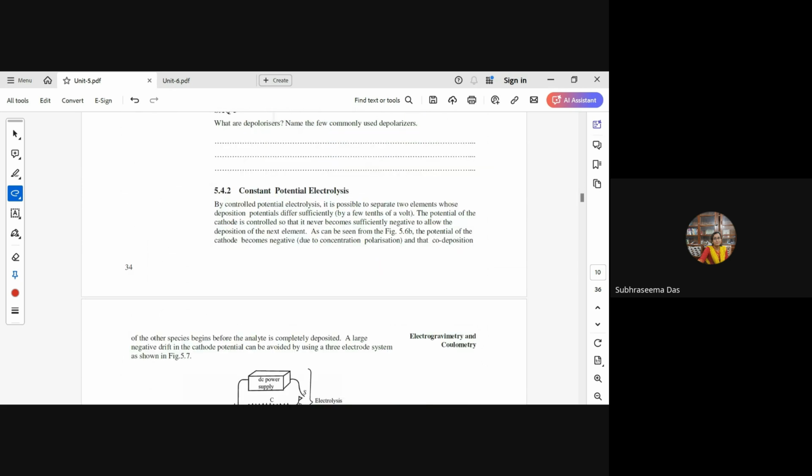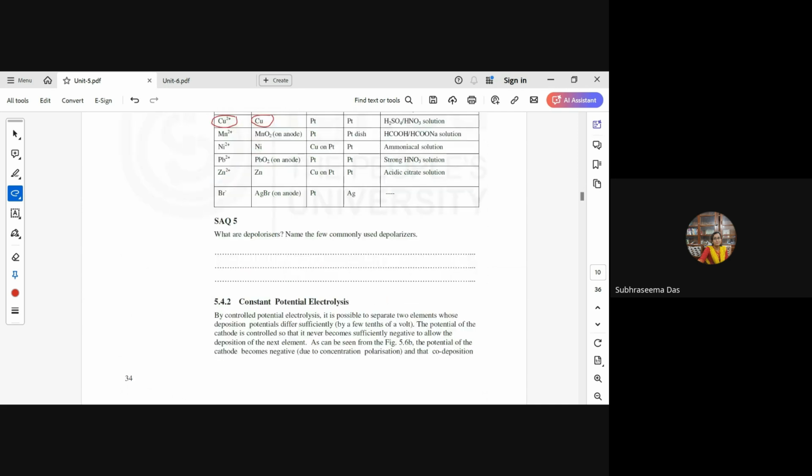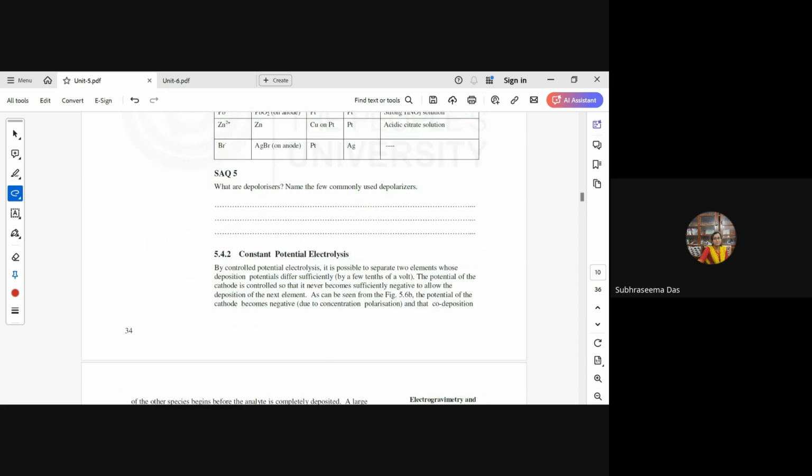Now we'll talk about constant potential electrolysis. These are some of the typical cases that use constant current electrolysis. Constant potential electrolysis implies that the potential needs to be controlled. By this electrolysis it is possible to separate two elements whose deposition potentials differ sufficiently, that is, they have a large difference in their deposition potential.